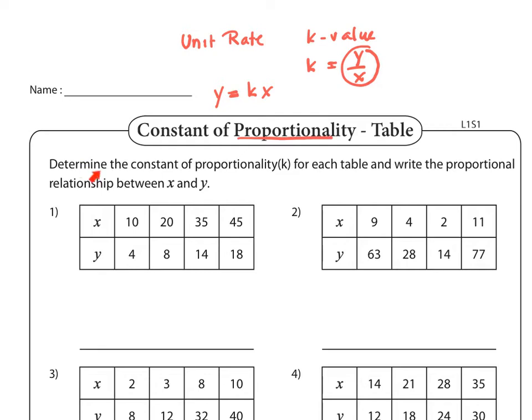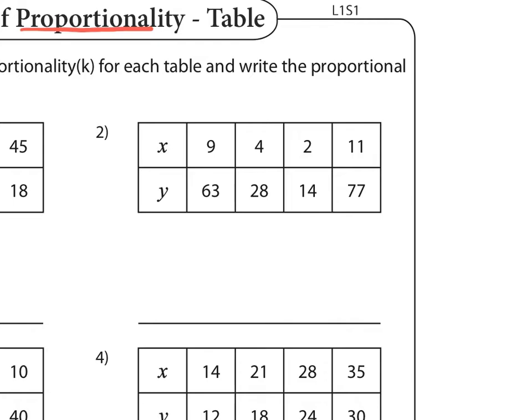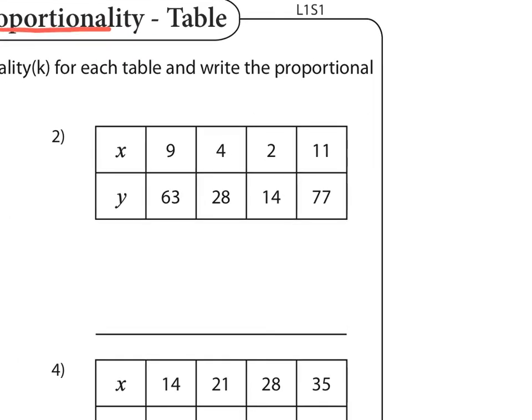It says determine the constant of proportionality, which is also known as K, for each table and write the proportional relationship between X and Y. When they say write the proportional relationship, we're going to show this equation. Because we know that these are proportional tables, we can use any one of these values. And I'm actually going to start with 2 because this is going to give us a whole number constant of proportionality. And by the way, you might want to use an extra sheet of paper because I might need more room to work.